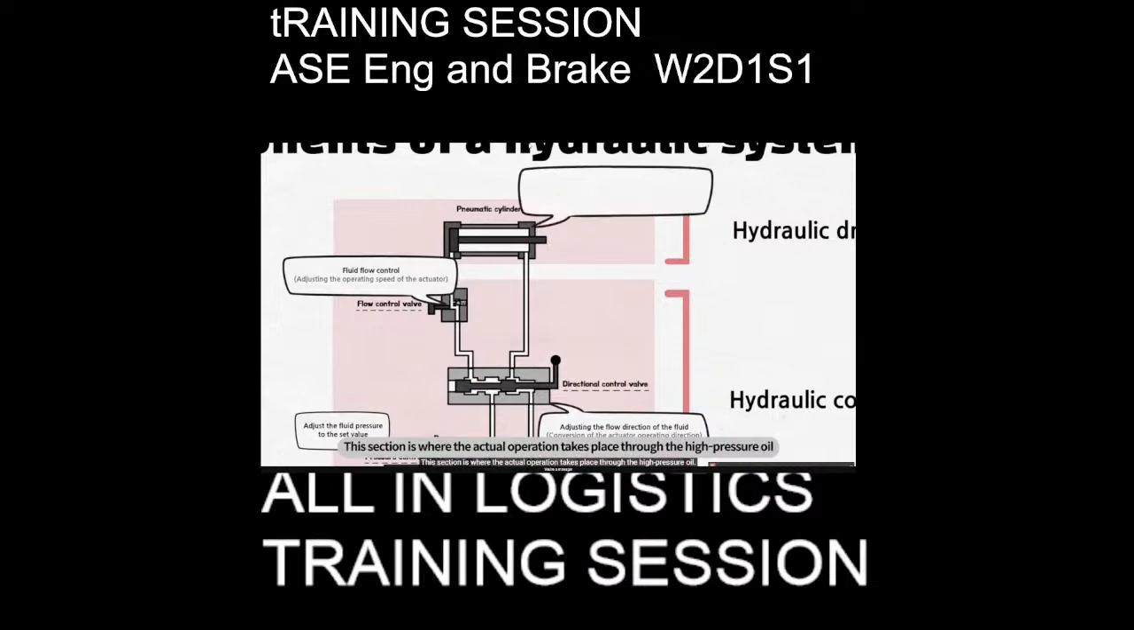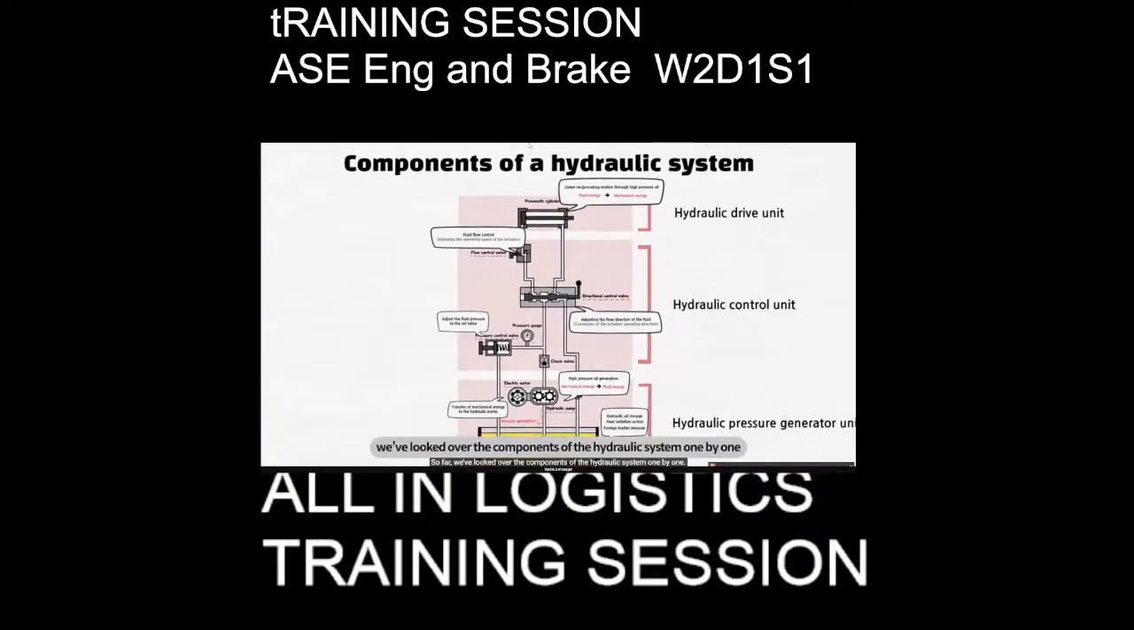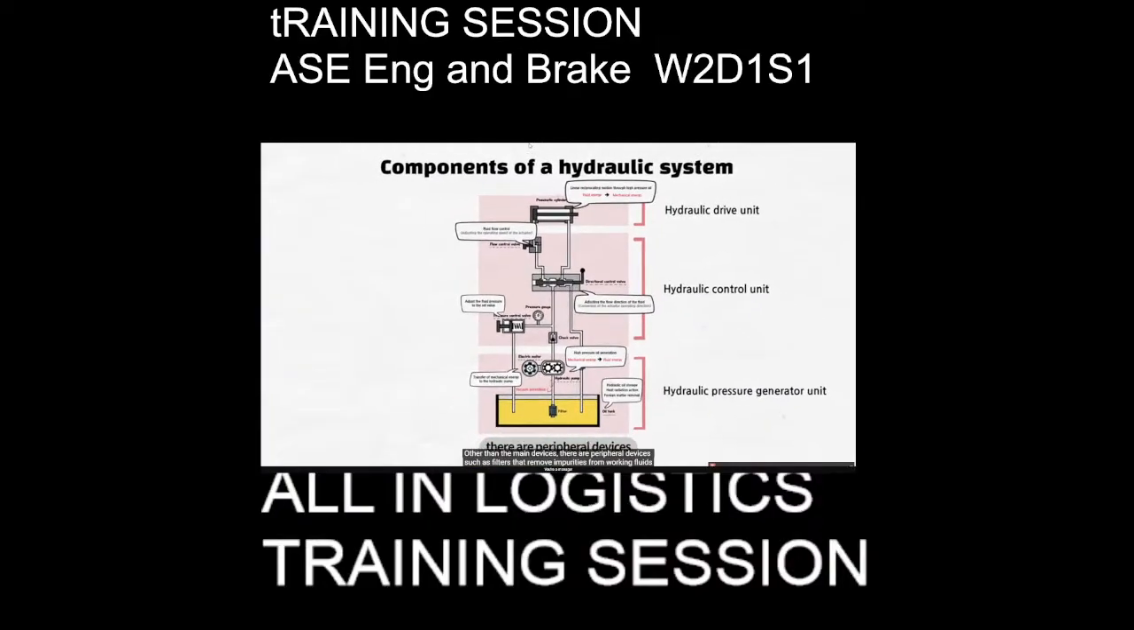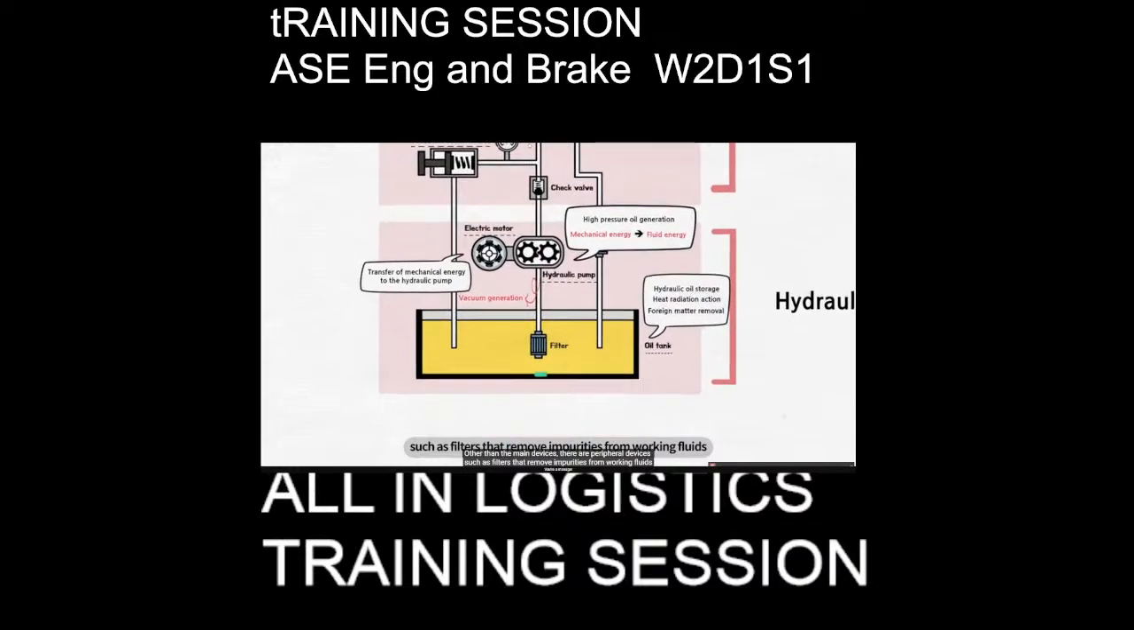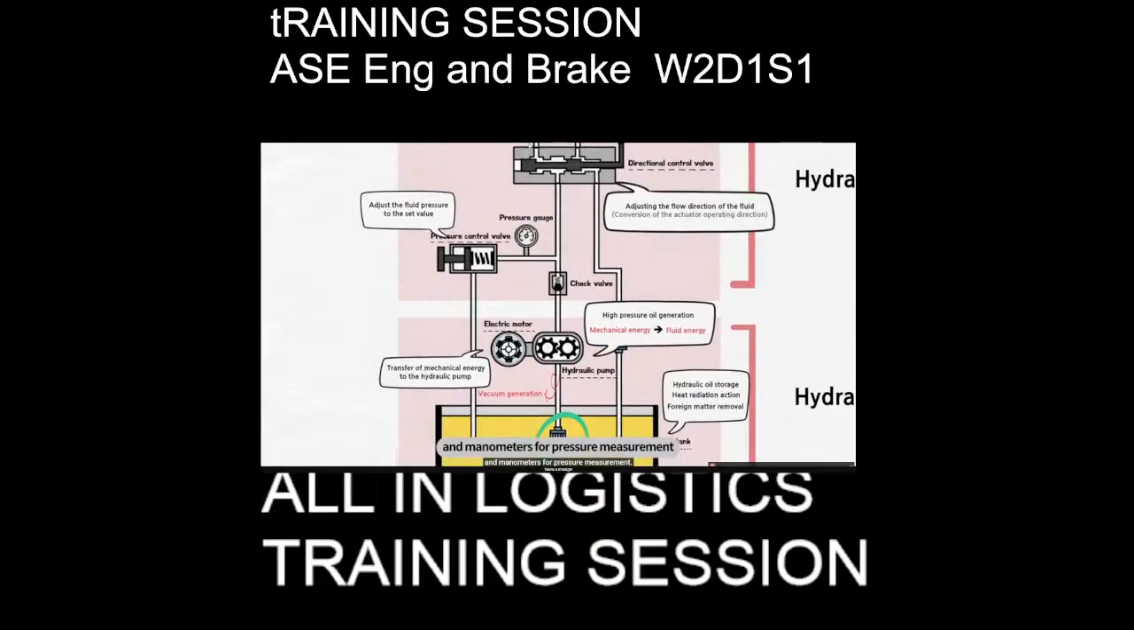This section is where the actual operation takes place through the high-pressure oil. A hydraulic cylinder and a hydraulic motor can be found here as a driving device. Among them, the hydraulic cylinder, which is most commonly used, carries out various tasks such as pushing, pulling, and moving objects through a linear and reciprocating motion. So far, we've looked over the components of the hydraulic system one by one. Other than the main devices, there are peripheral devices, such as filters that remove impurities from working fluids, and manometers for pressure measurement.